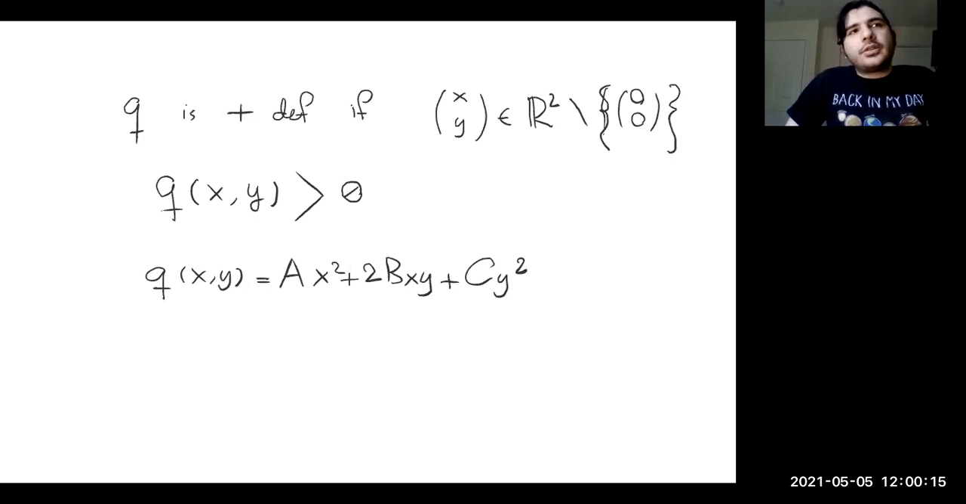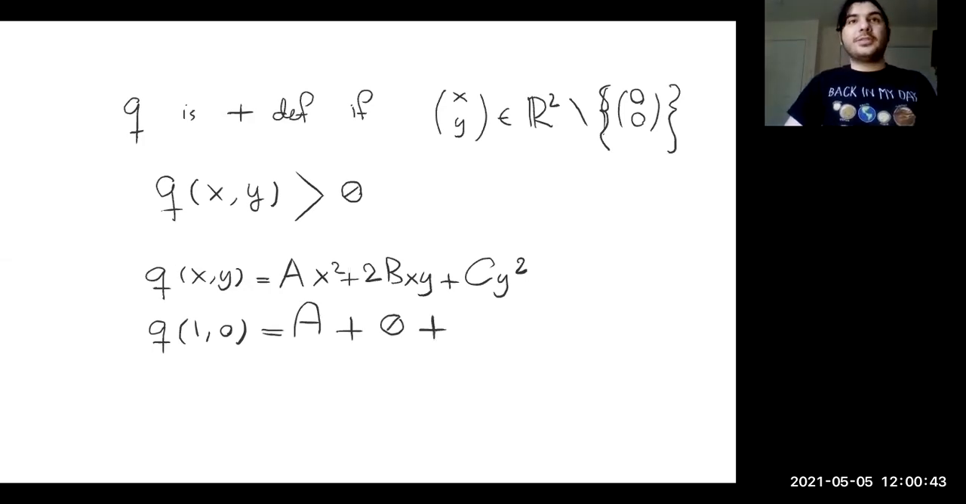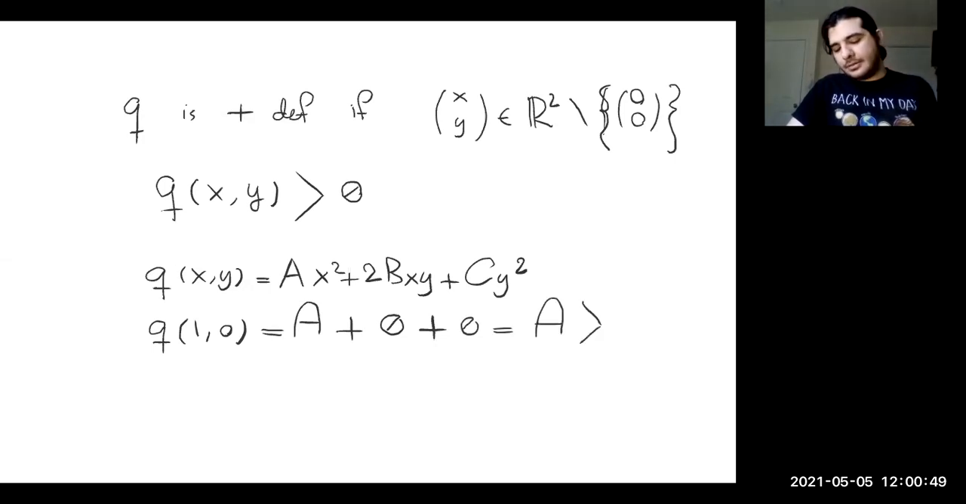One thing we can do, we can try different numbers. For example, if it's supposed to be positive for non-zero vectors in R2, I can try something like this. I can try to say Q of (1, 0) should be positive. But what is that? That would be a times 1 squared, which is a, plus 2b times 1 times 0, which is just 0, plus c times 0 squared, which is again 0. So that would be a, and we want that to be positive. So a has to be positive.